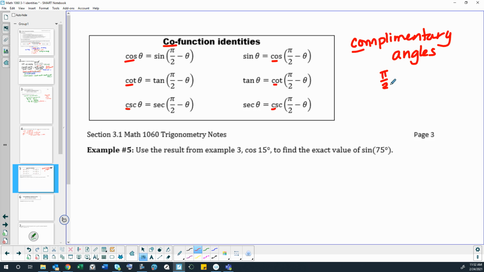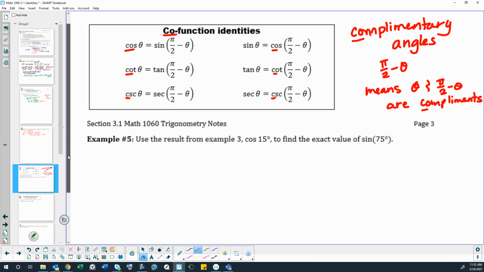Pi halves minus theta means theta and pi halves minus theta are complementary. They're complements of each other. So the sine of an angle is the same as the cosine of its complement. And the tangent of an angle is the same as the cotangent of its complement, etc., etc.